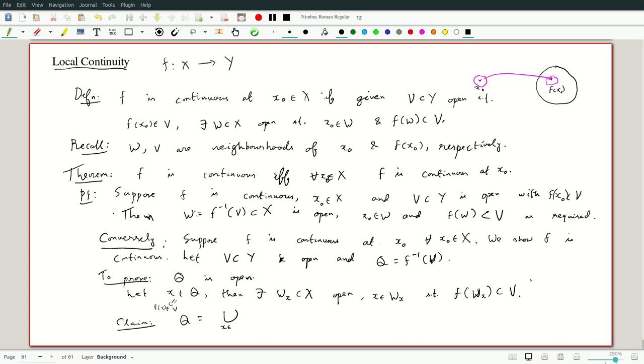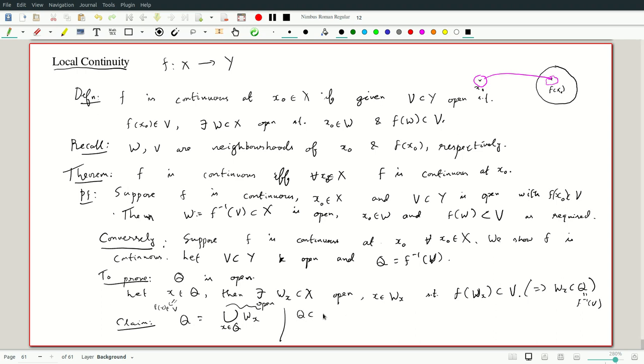Okay. So by the way, this implies that Wx is contained in Q. Because if f of Wx is contained in V, then any point here goes into V, so that point is contained in the inverse image of V, which was Q by definition, f inverse of V. Okay, so we have open sets. So the claim here is that Q is exactly the union over all x in Q of Wx. And note that this is open because this is a union of open sets. Okay. And then we just check the two-way implications.